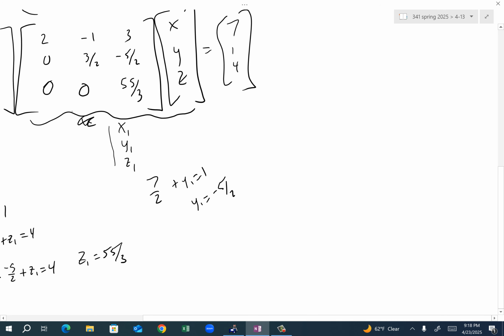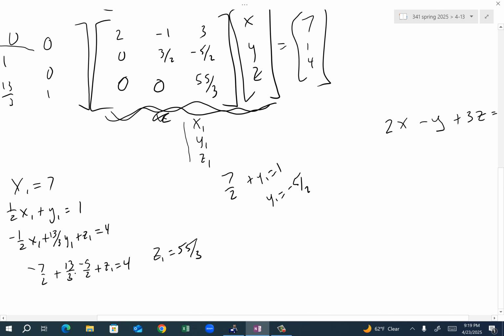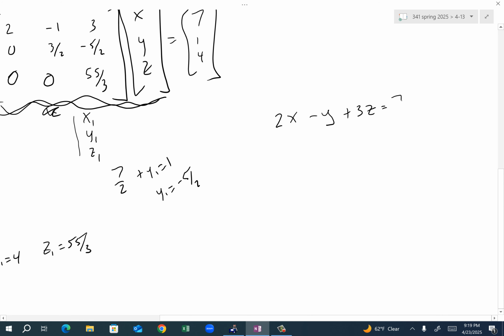Weird. Is that going to happen? So check it out. We just solved for this garbage. So we're saying that 2x minus y plus 3z is equal to, what did we say the first one was? 7. Because that's what x1 was. And then 3 halves y minus 5 halves z is equal to y1, which is negative 5 halves. And then you're going to have 55 thirds. Z is equal to 55 thirds.